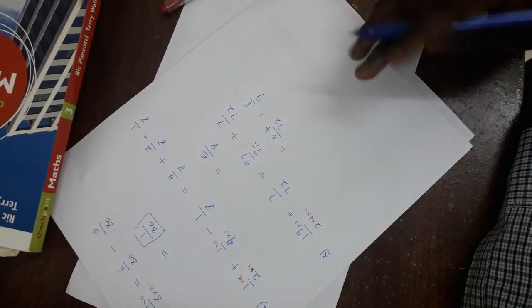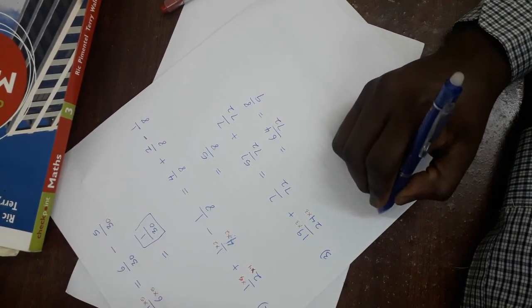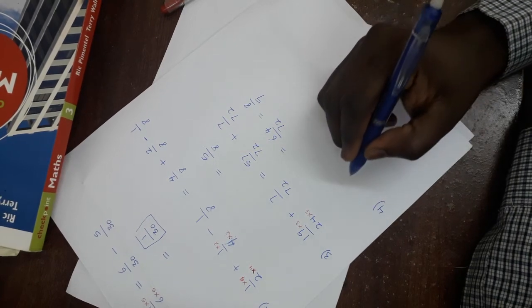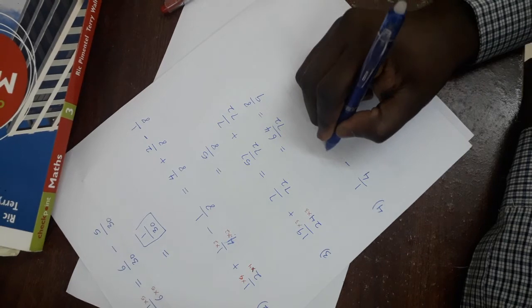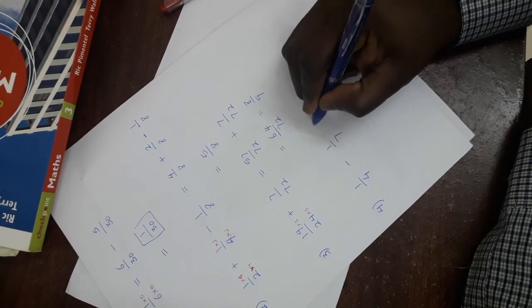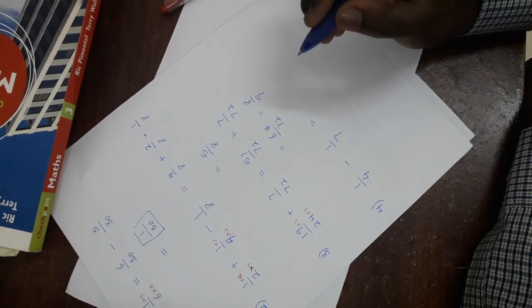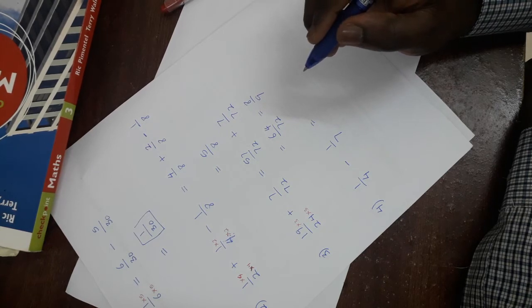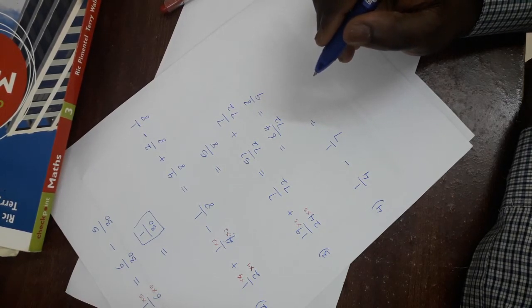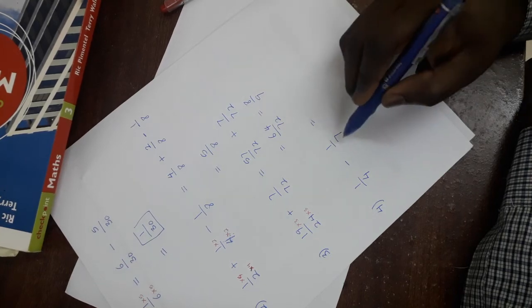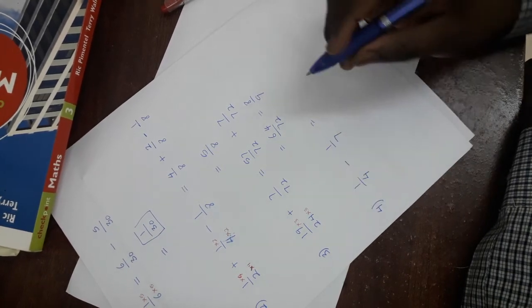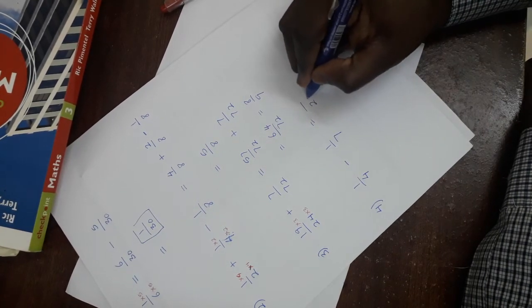Alright. Now let me take another example. Example 4. I have 1 over 4 minus 1 over 7. Okay, how do we do this? What is the common denominator here? Now, I told you that one of the ways you can find your common denominator is to multiply the numbers. You multiply the numbers, so 7 times 4 will give me 28.